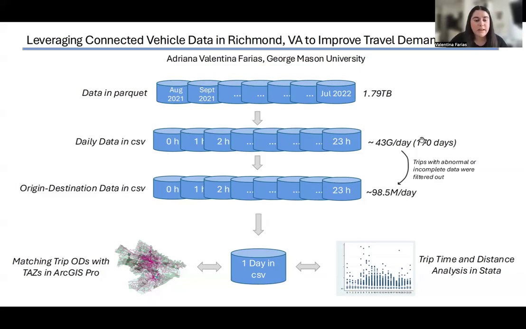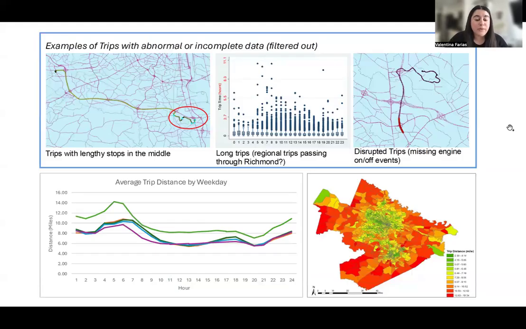Before running those analyses, we had to clean the data. So we removed abnormal trips, such as those with long stops in the middle, incomplete trips, or unrealistically long travel times that likely represent regional trips passing through Richmond. Our early findings make sense.